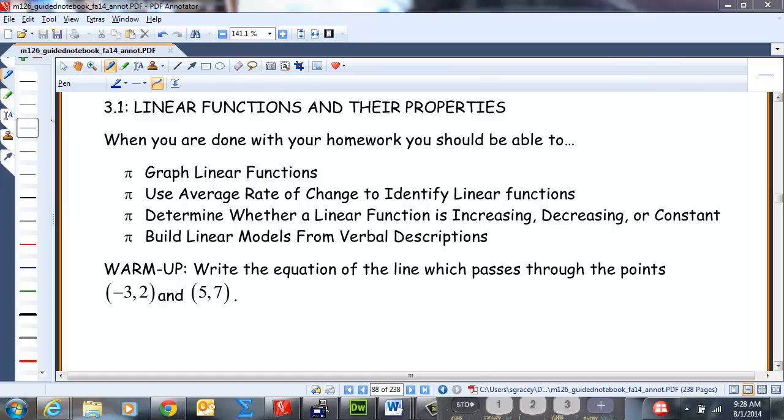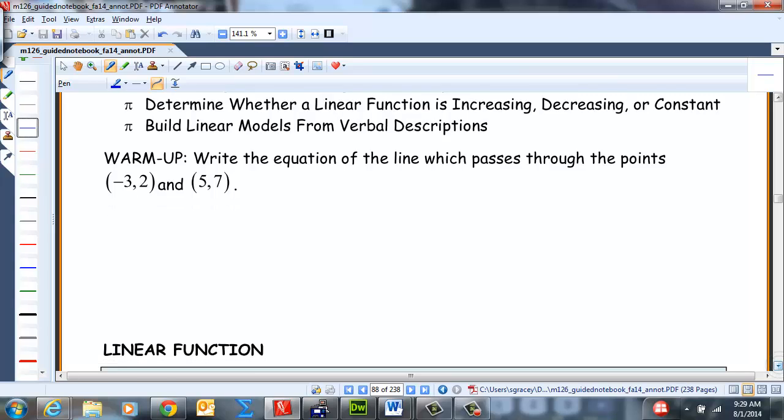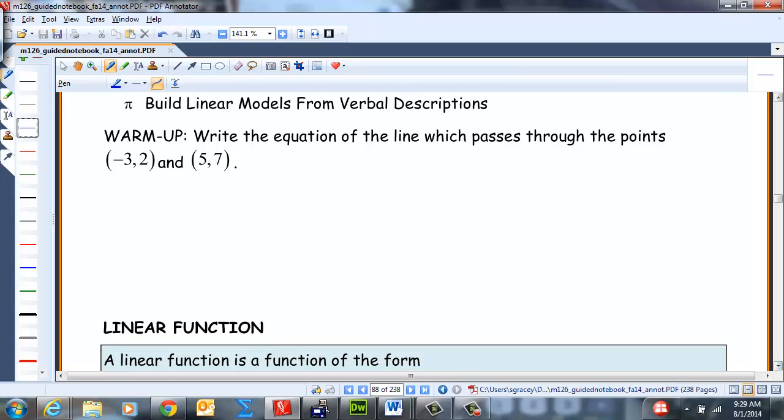Today we'll be learning about linear functions and average rate of change and all that good stuff. So you can read our goals there, and let's get started now with a warm-up. Let's write the equation of the line which passes through the points (-3, 2) and (5, 7). So I know you all can do this one. Go ahead and pause the movie and warm it on up.